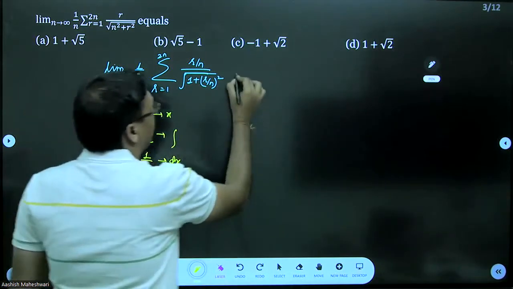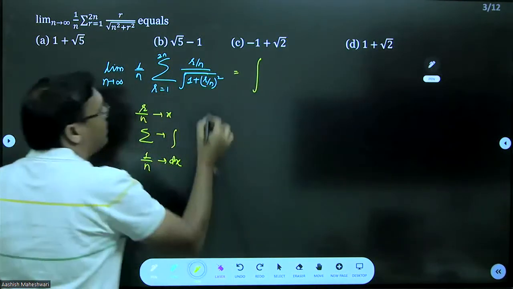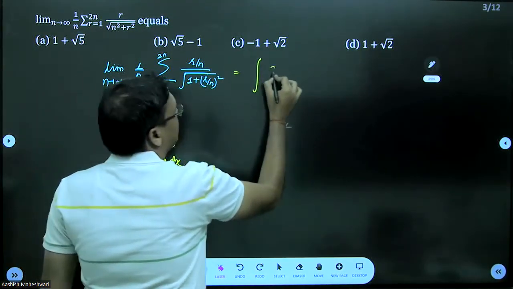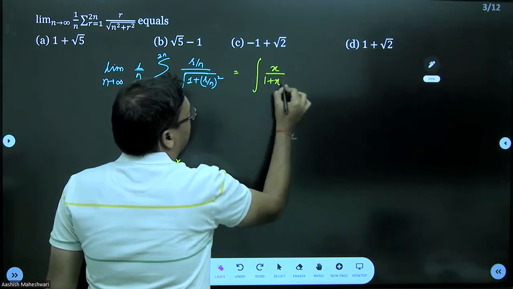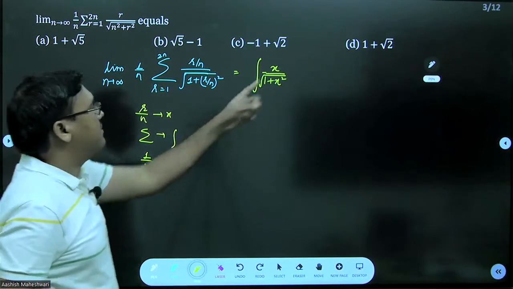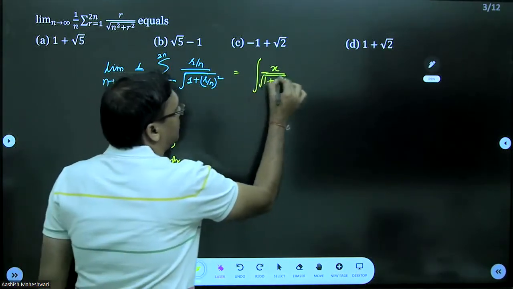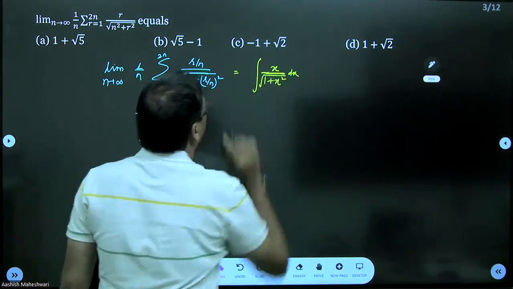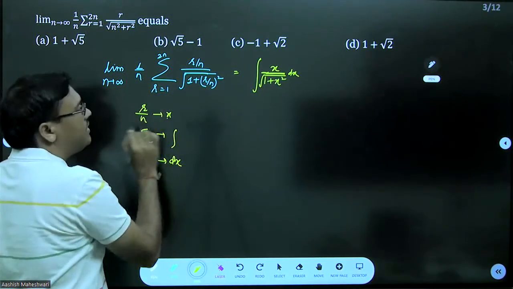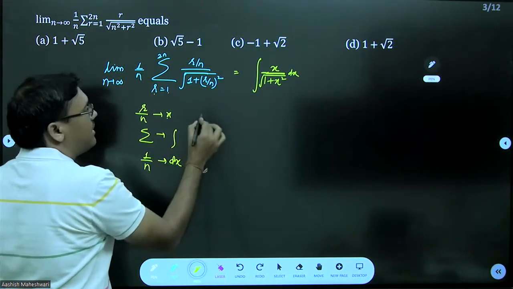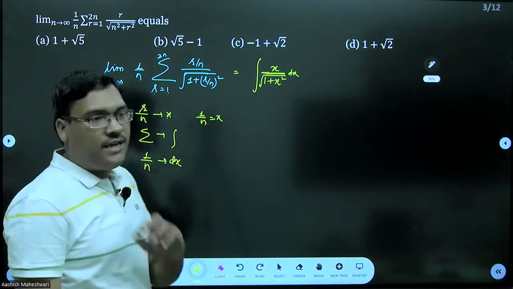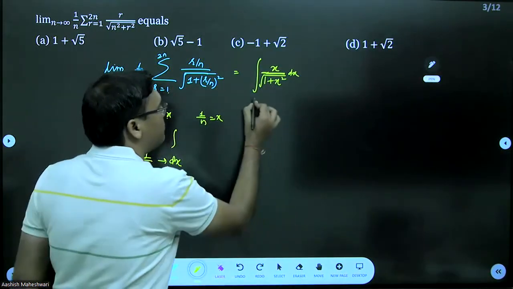So this is effectively equal to the integral of a function of r by n. If you put the value of r by n, what will the function become? x upon under root of 1 plus x square, dx, right? Now let's decide the limits. x is r by n. If I put r equal to 1 here, x is equal to 1 by n, the lower limit. But n is approaching infinity, meaning 1 by n will be equal to 0.